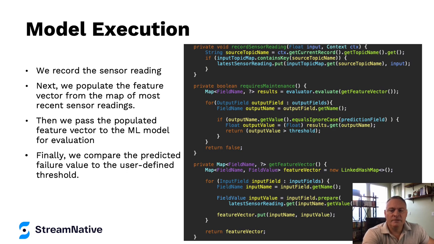Now, we get the value of the configured prediction field and compare it to the configured threshold. Based on the predicted value relative to the threshold, we decide whether maintenance is required or not. That's it.